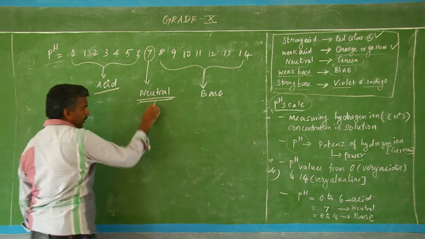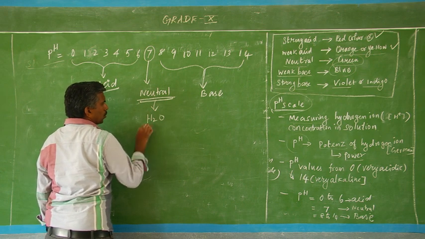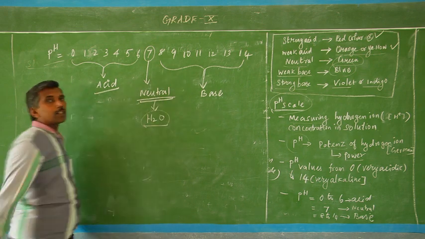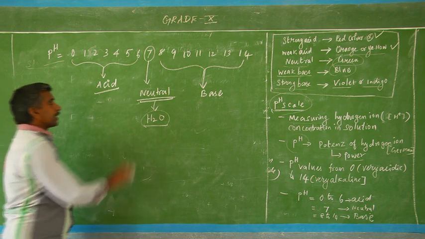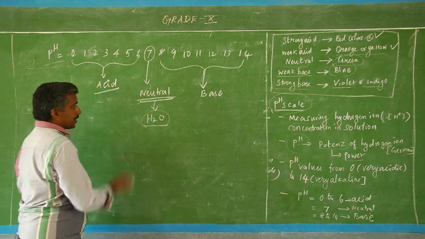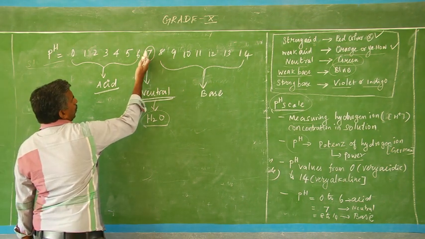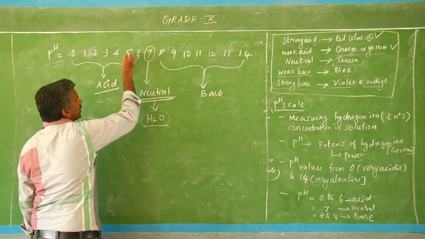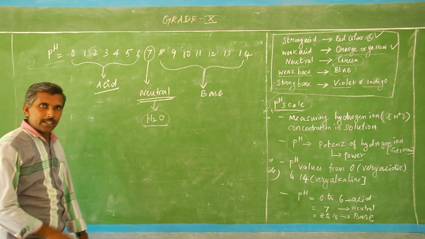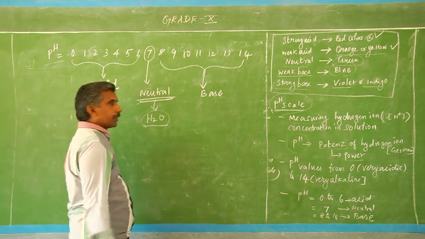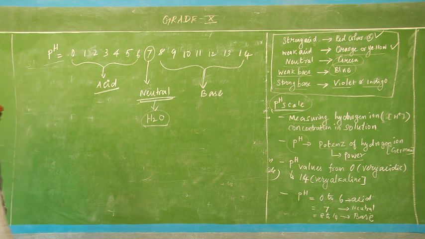For example, neutral is water. So water pH value is 7, that is neutral. That is why we are drinking it. If the pH value is less than 7, maybe 6 or 5, that's acidic water. Don't drink this water.